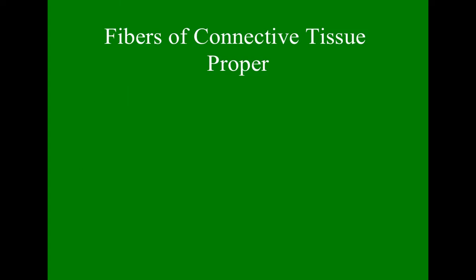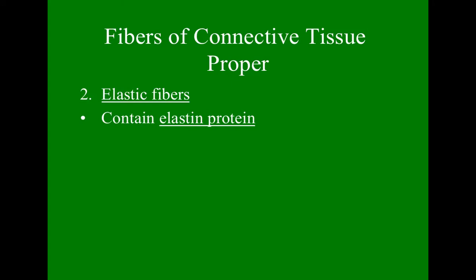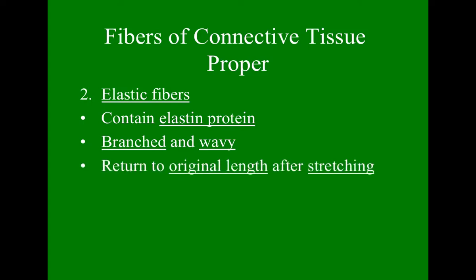The second type are called elastic fibers, and just like their name implies, they are elastic. Think of like elastic in clothing. They're capable of stretching and then returning to the original length. They contain a protein that allows them to do this called elastin. Now, unlike collagen fibers, which are straight, just like a straight line, these are branched, more like a tree, and the fibers are actually wavy, so they have a little bit of curl to them. And like I said, because we call them elastic, they do have that property of returning to their original length after they have been stretched.